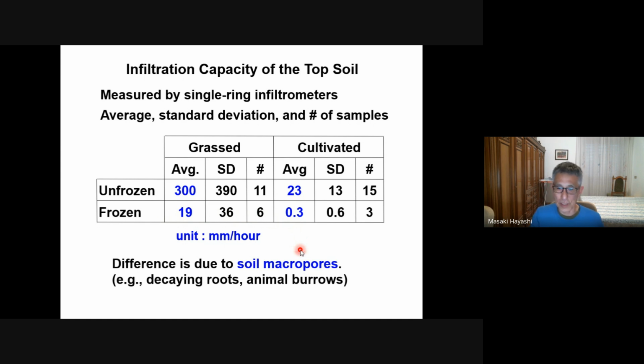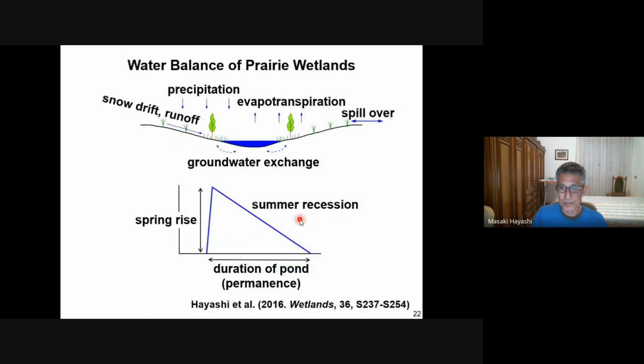And then the difference again is due to the soil macropores. In the cultivated field, they cultivate the land every year, and that process destroys all macropores. So they reduce infiltration capacity, particularly under the unfrozen condition. In grassland, that does not happen. The macropores keep developing for years and decades, allowing high infiltration capacity.